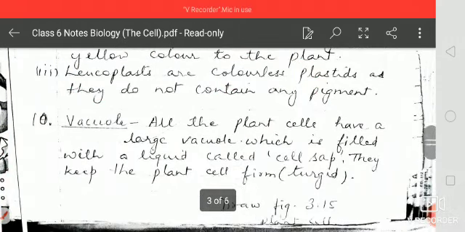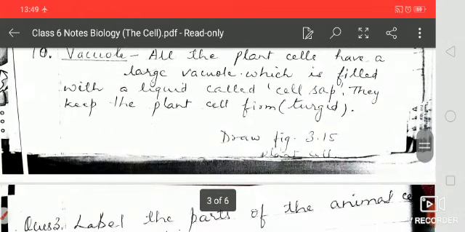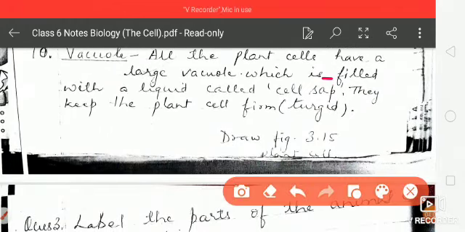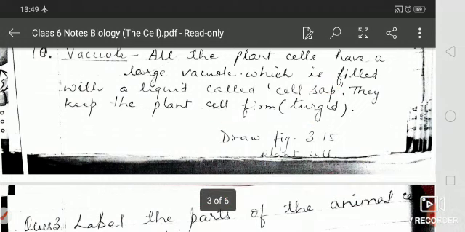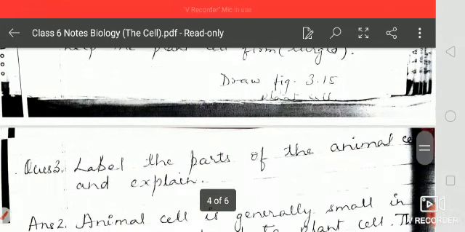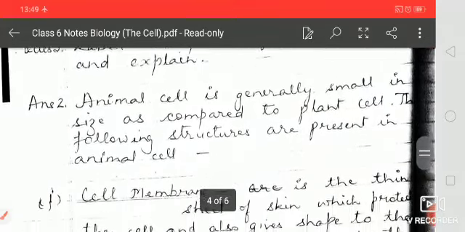Next is vacuole. All the plant cells have a large vacuole which is filled with a liquid that is called the cell sap, and it keeps the plant cell turgid. Okay, you will find it in figure 3.15, the plant cell. Next one is label the parts of animal cells.